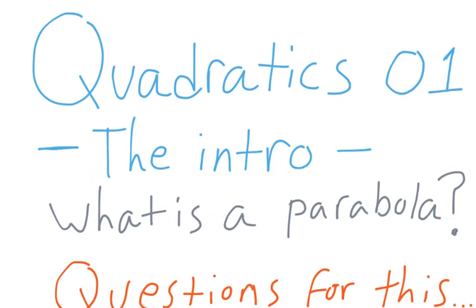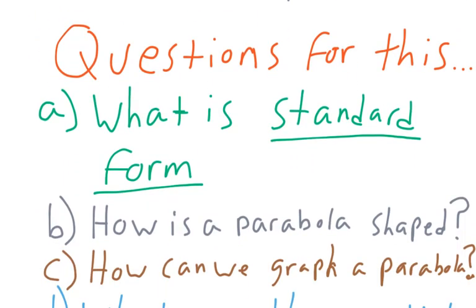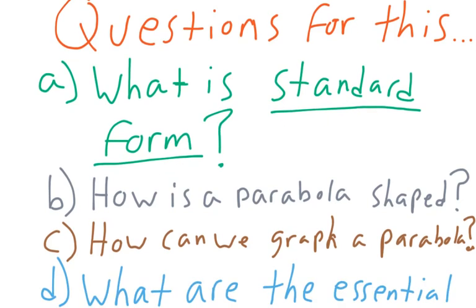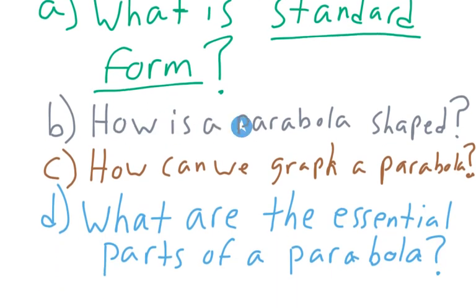So some questions you'll want to have answered for this video by the time you finish it, things you can look forward to for your notes. First off, what is standard form? Second, how is a parabola shaped? I'd write these down if I were you right now. Third, how can we graph a parabola? And the fourth one, what are the essential parts of a parabola? Things to define and call out, for example.